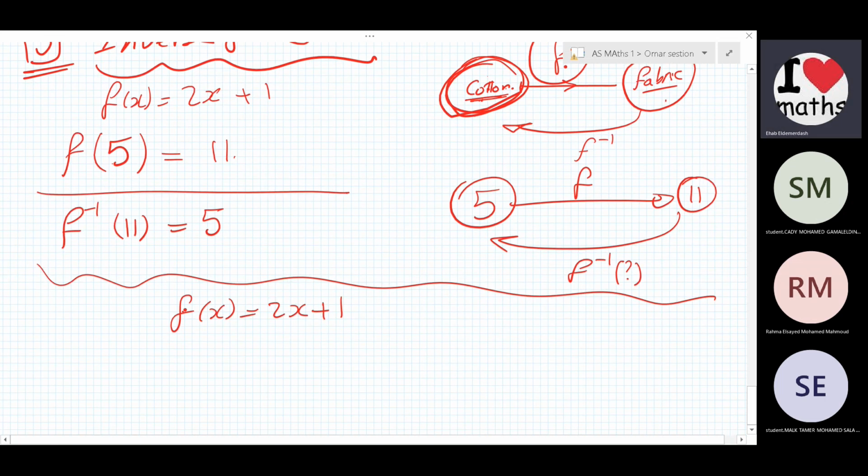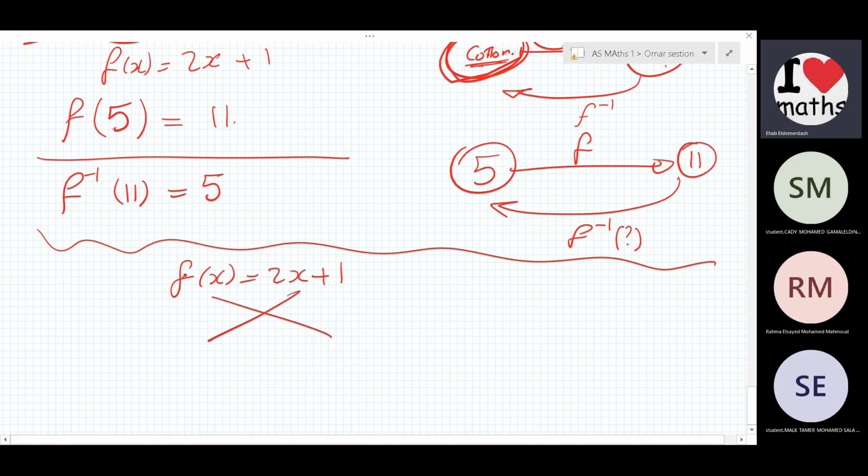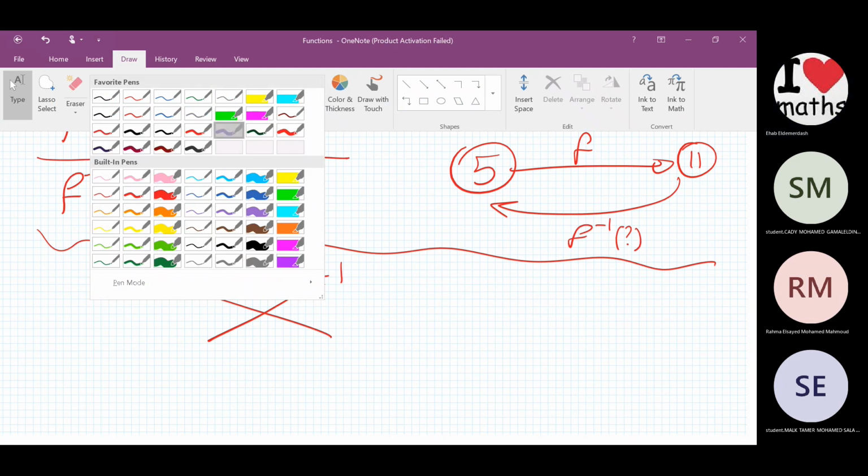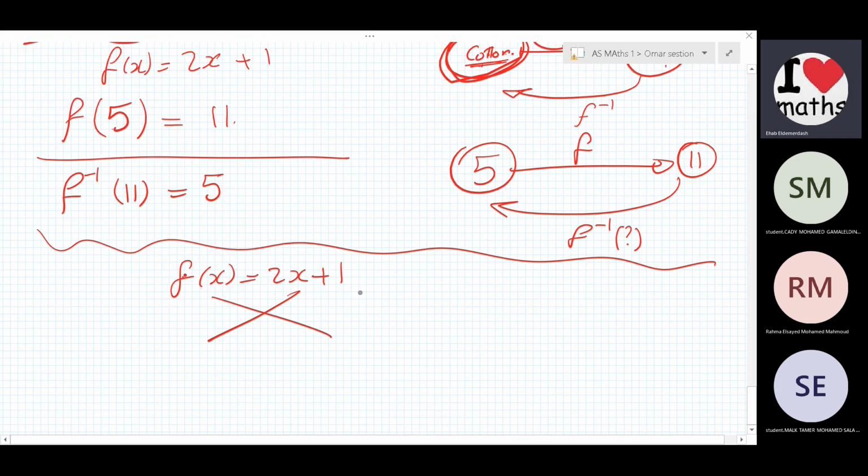Our function here was 2x plus 1. If I need to find out the inverse, I have to make it this way. I have to go into the opposite. What is the opposite? I will make a replacement. Here f of x equal to 2x plus 1. I will make a crossing, a shifting. I will make it as follows: 2y plus 1 is equal to x.